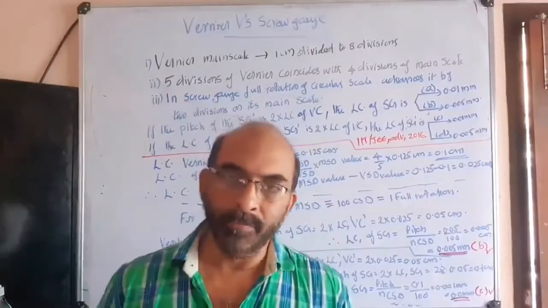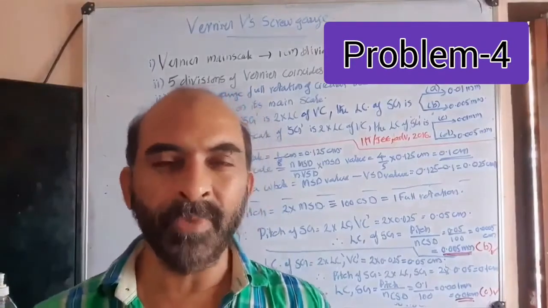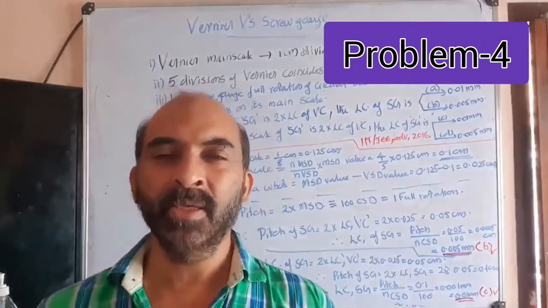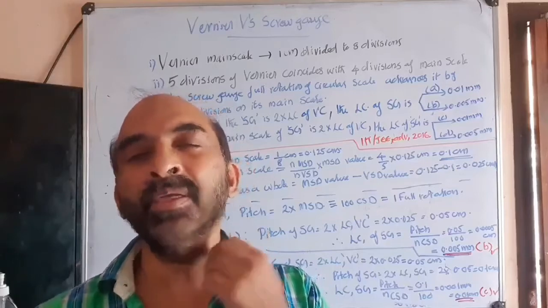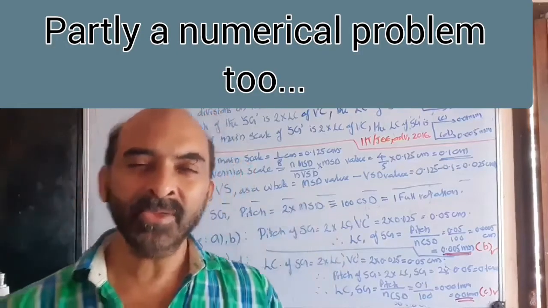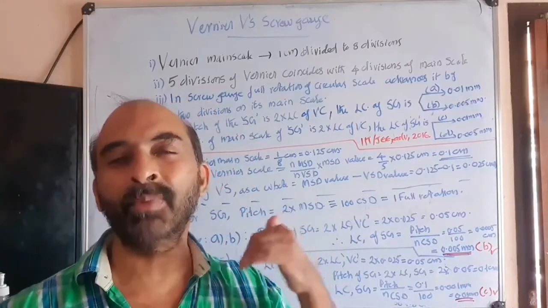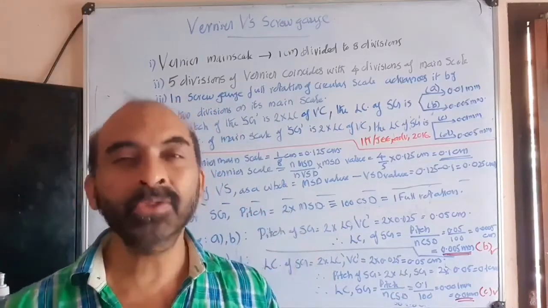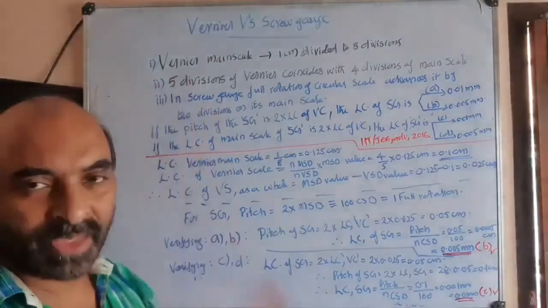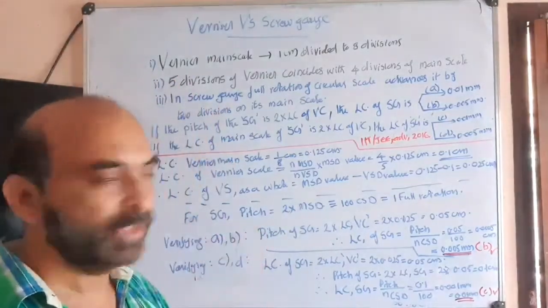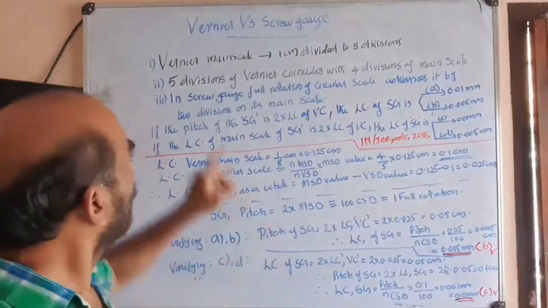See, the next problem is a comparison between vernier calipers and screw gauge. It is not a numerical problem. It is something like a puzzle. Actually, a numerical problem is much easier to conclude than a problem like this. We will go through the problem. Vernier versus screw gauge comparison is the problem. That is our conclusion.